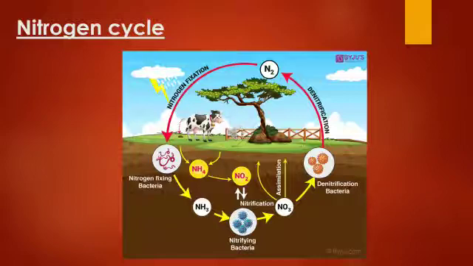Plants absorb the nitrogen compounds from the soil through their roots, isn't it? When animals eat these plants, what happens? The nitrogen compounds are passed into their bodies. When plants and animals die, what happens? Bacteria and fungi decompose them. They decay the plants and their remains and release the nitrogen compounds back into the soil.